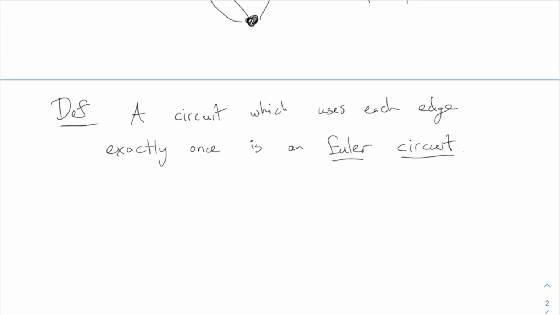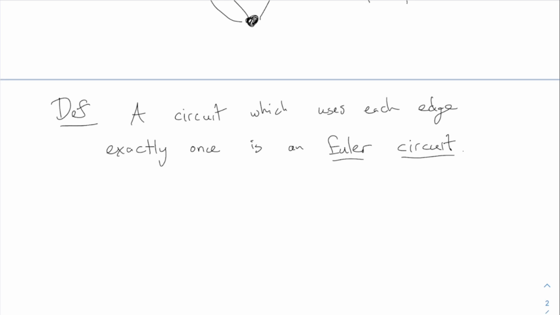Don't say Euler. You sound foolish. I will correct you if you say Euler. I'm not big on correcting people in general in my personal life, but I will correct a fool who says Euler. All right? This is called an Euler circuit.